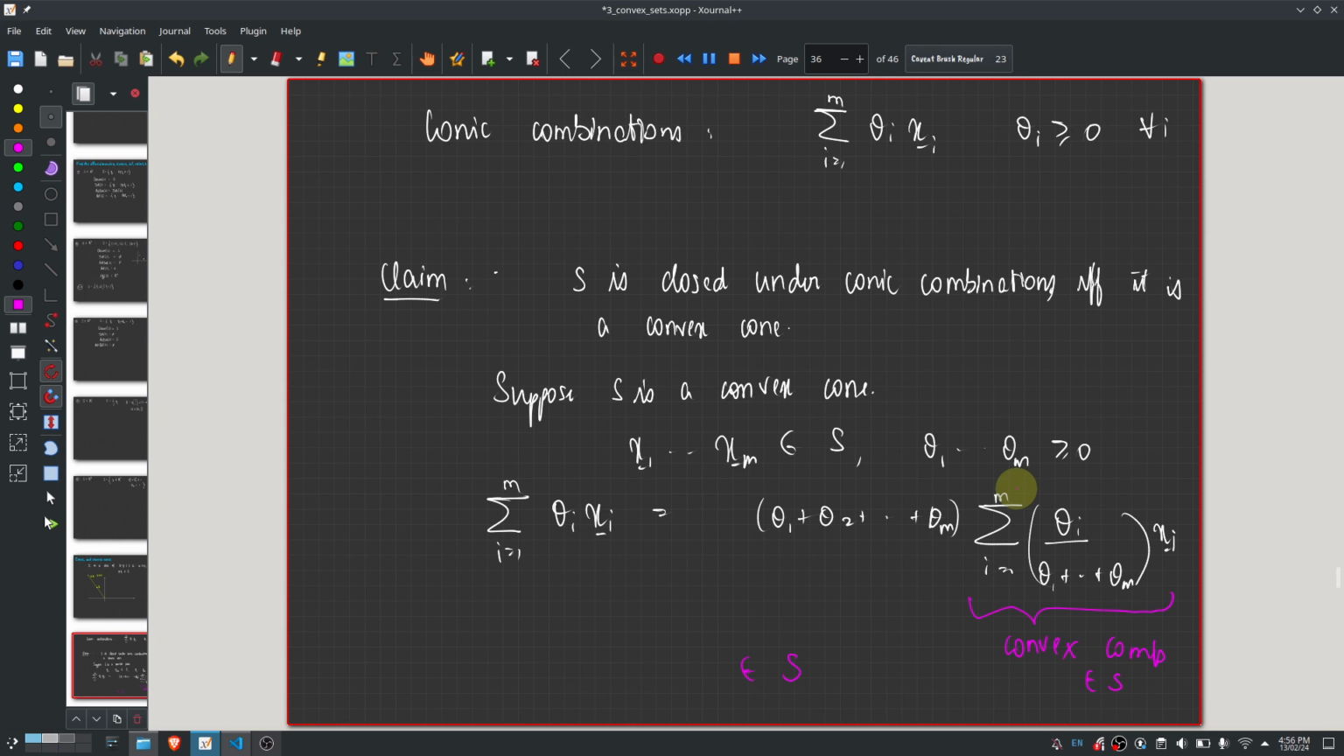Is that okay? I'm first using the property that it is a convex set, because if x1 through xm are in S, then this vector also lies in S. If it is also a cone, then scaling it up by any positive number makes sure that it lies in S. So this will always lie in S.